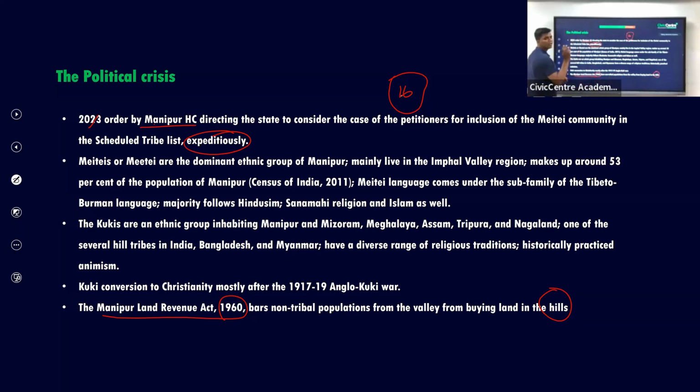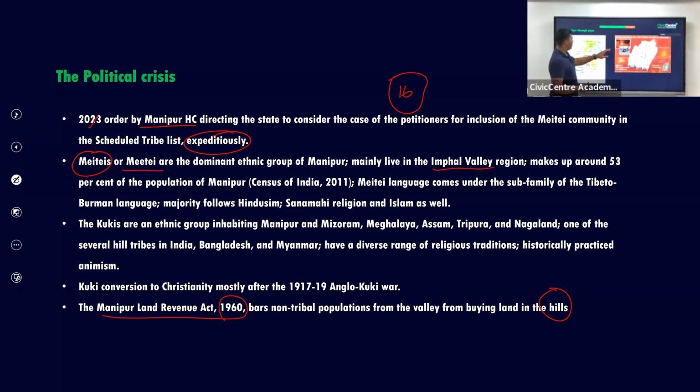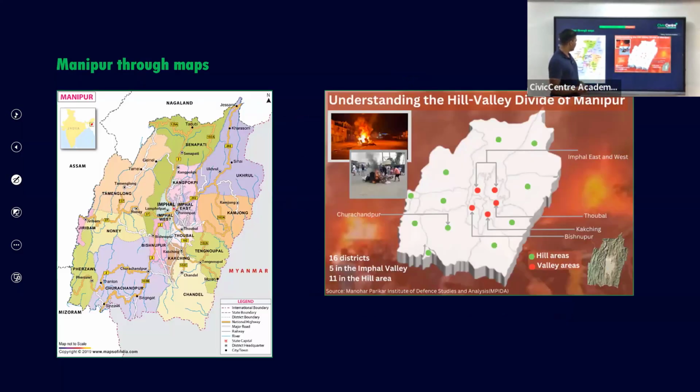Second thing, we learned briefly about the Meitei people. They are the dominant people in Manipur, the indigenous people of Manipur. They mainly live in the Imphal Valley region, the most developed part. This is the Imphal Valley region. See, Imphal, Imphal East, Imphal West. We can call this the Imphal Valley region.